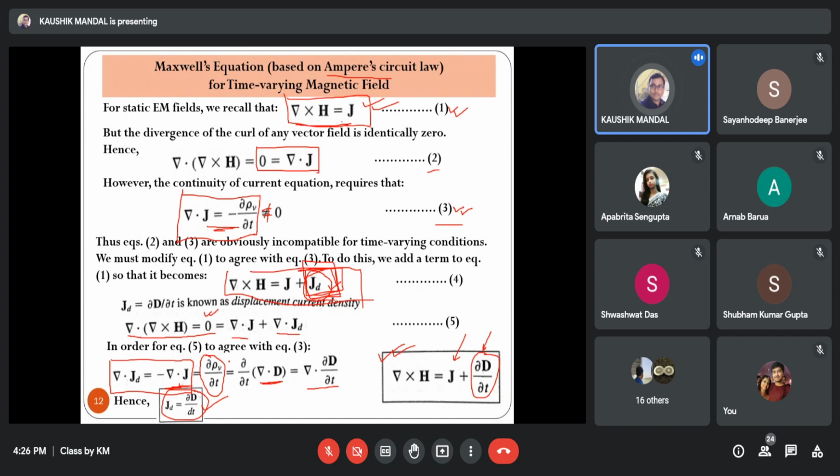Now, as I mentioned, we have to discuss in detail this displacement current density. So in the next part, we are going to discuss this particular point. On this point, if you have any doubt, you can ask me. Otherwise, I will move to the next part.